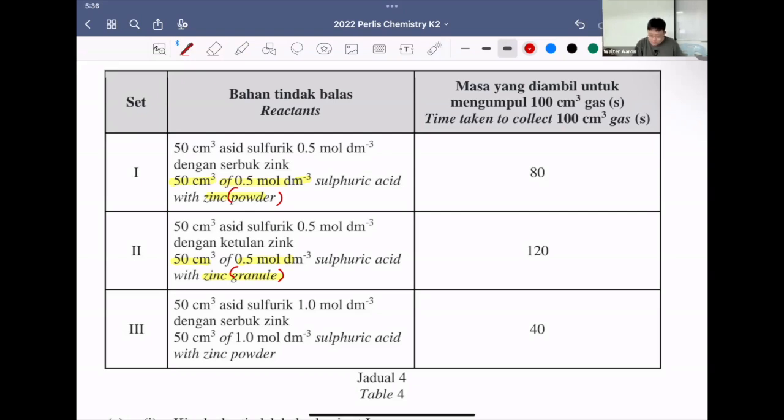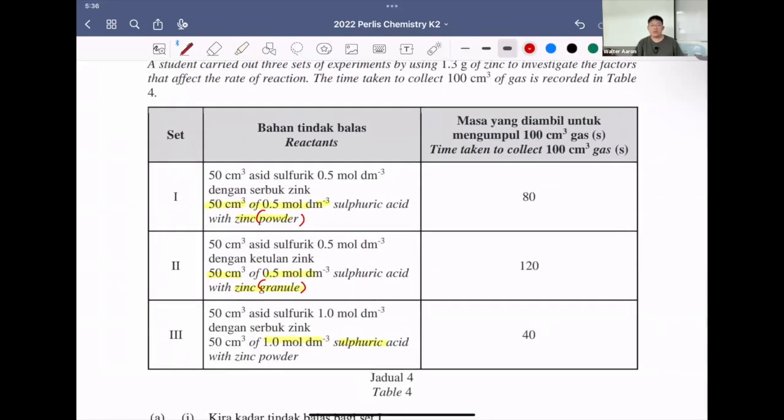But what changed here is the concentration of the acid. The concentration of the acid is changed. Then you see that the highest time taken for the gas to be collected will be the second set of experiment. And the fastest is technically the third set, okay?